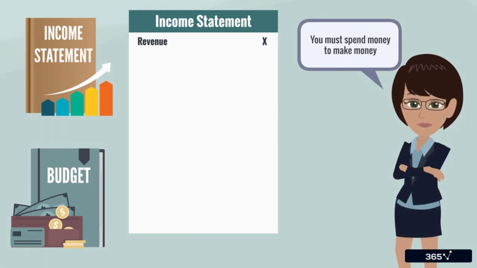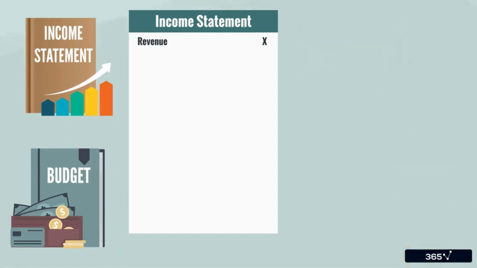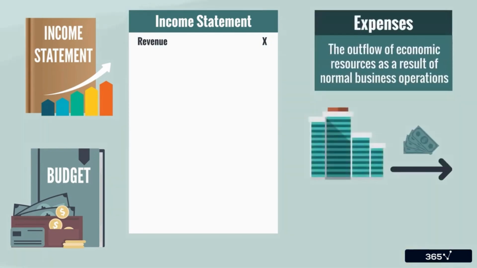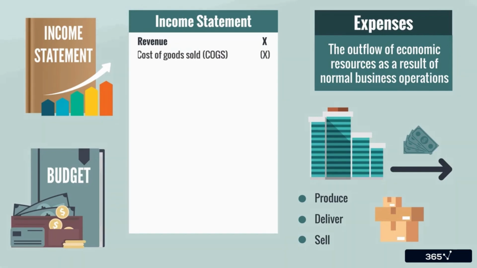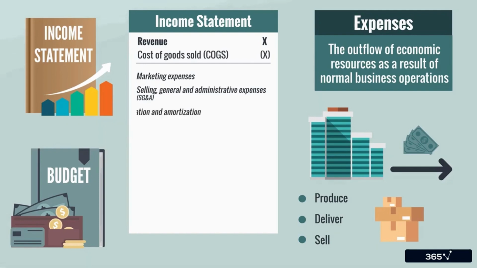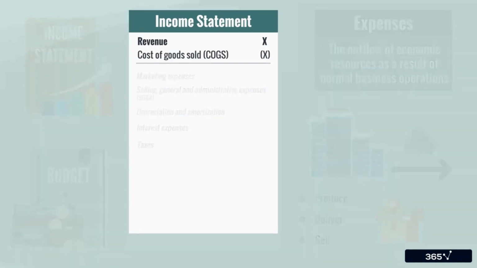All right, they say you must spend money to make money. This is why an income statement summarizes all the company's expenses too. Practically, this is the outflow of economic resources that results from normal business operations. To produce, deliver, and sell goods to clients, firms need to incur certain expenses. And so the most common ones are cost of goods sold, marketing, selling, general and administrative costs, also known as SG&A, depreciation and amortization, as well as interest expenses and taxes. Let's see what these refer to.